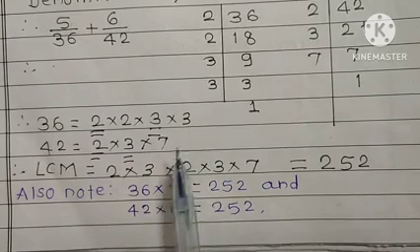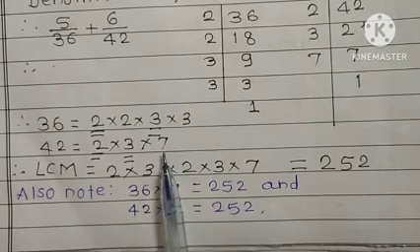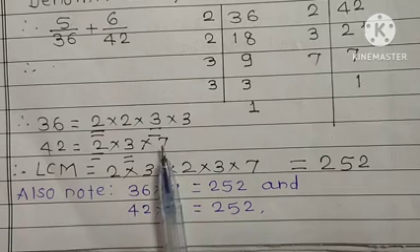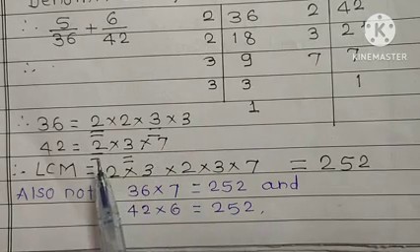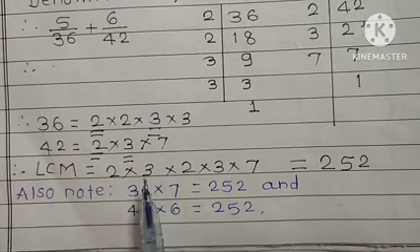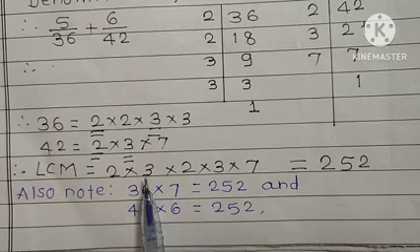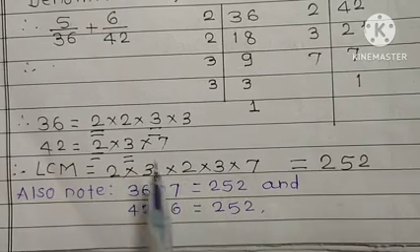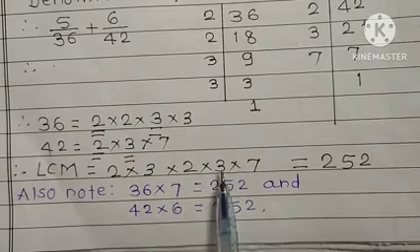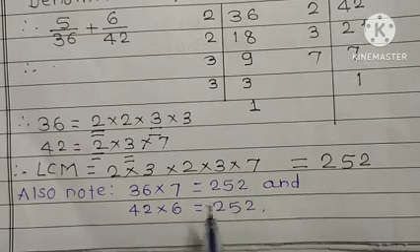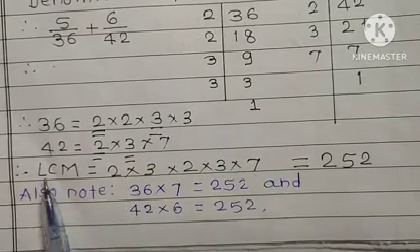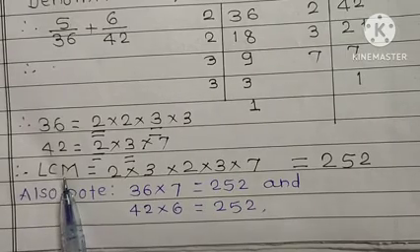Then 3 is here but not here. 7 is here but not here. That means 3 and 7 are not common. Now the common elements are 2 into 3 only. Then write the remaining elements, that means this and this. Taking the product of these 5 elements, you will get the LCM of 36 and 42.